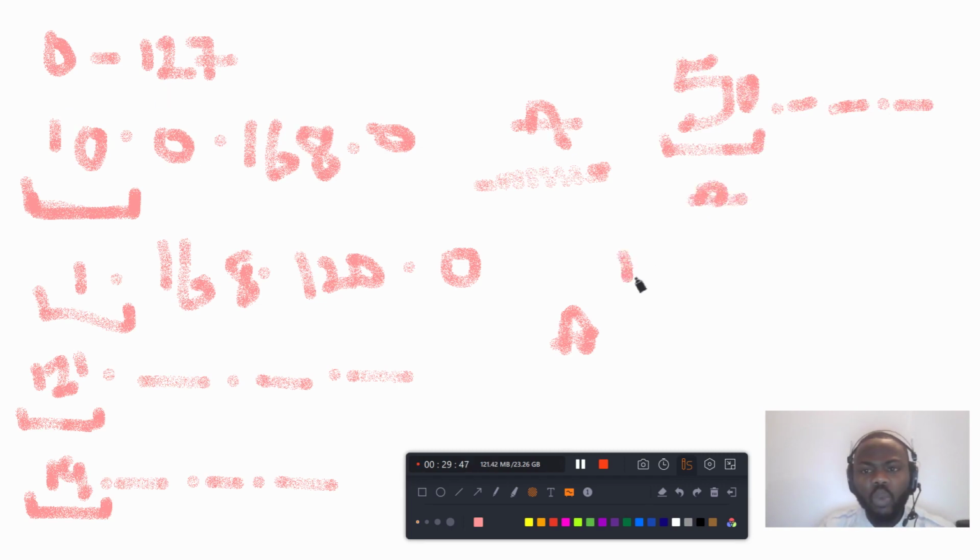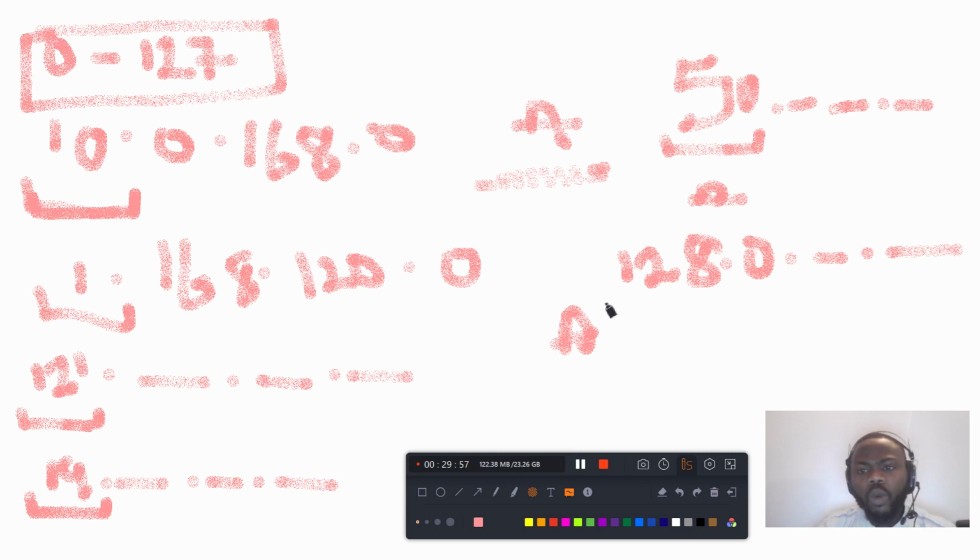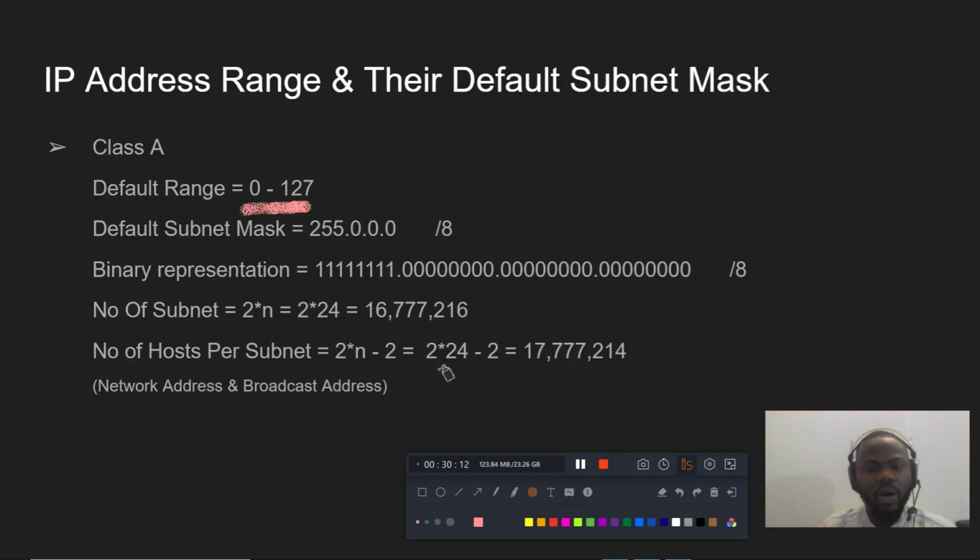If you are given 128 dot 0 dot anything dot anything, does it fall within this range? No. 128 is bigger than 127. Now you know this is not class A. And for your information, this is the class B range. So I will explain more when we get to class B. So you understand what range means now.